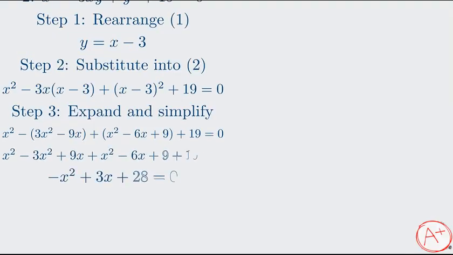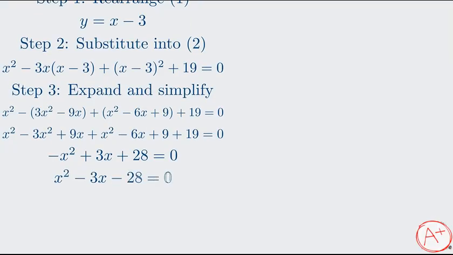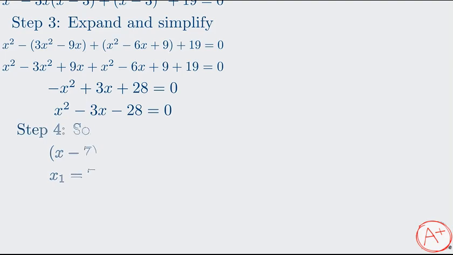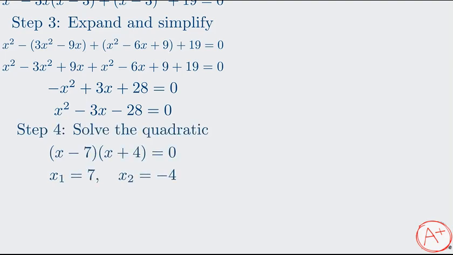Simplifying further by removing the parentheses, we combine like terms to get negative x squared plus 3x plus 28 equals 0. Multiply by negative 1 to make the x squared term positive, giving us x squared minus 3x minus 28 equals 0. Factoring gives us the quantity x minus 7 times the quantity x plus 4 equals 0, so x equals 7 or x equals negative 4.